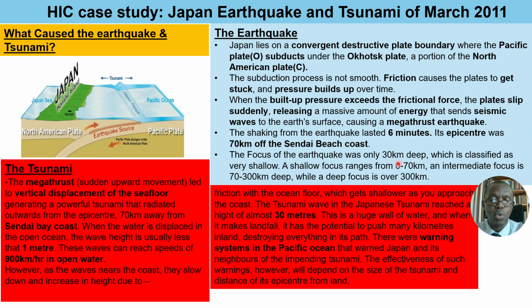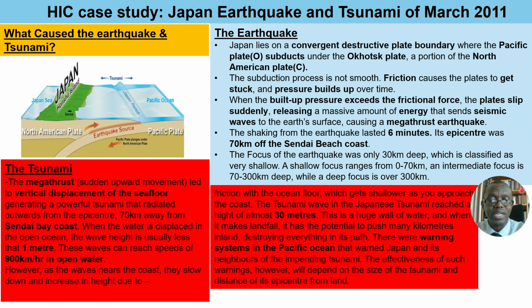So the focus of the earthquake was only 30 kilometers deep. Now, that is classified or considered to be a very shallow focus. Now, it's obvious that if we have a deeper focus, then the earthquake will not have that much power, because it will take a longer time for the seismic waves to reach the ground or to reach the epicenter. However, if it's shallow, then the seismic waves will get to the surface a lot faster, and because of that they are likely to be still very strong and powerful. They'll not have lost as much energy as if the focus were a lot deeper.